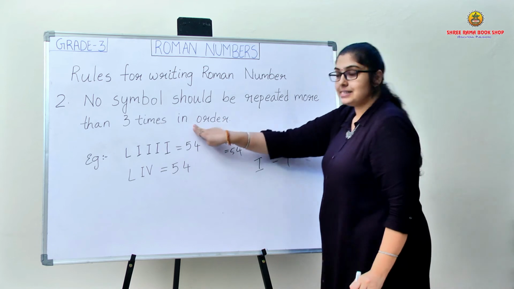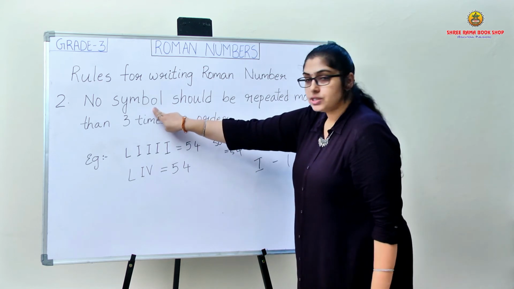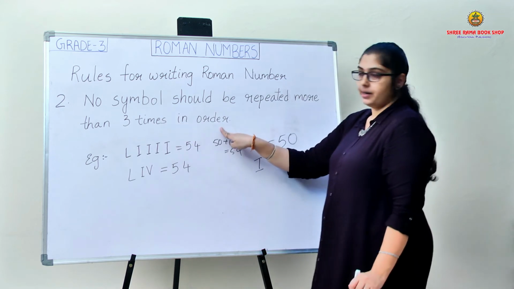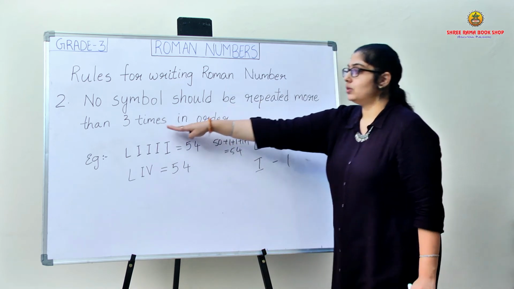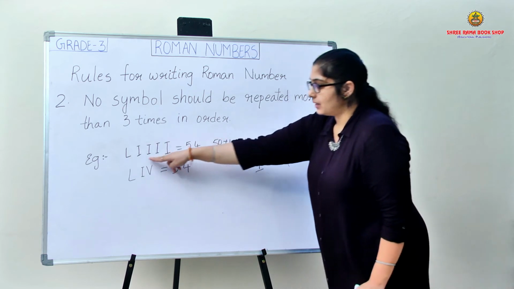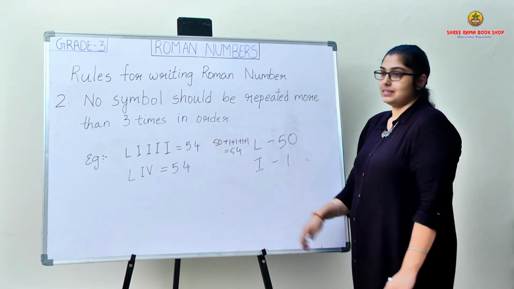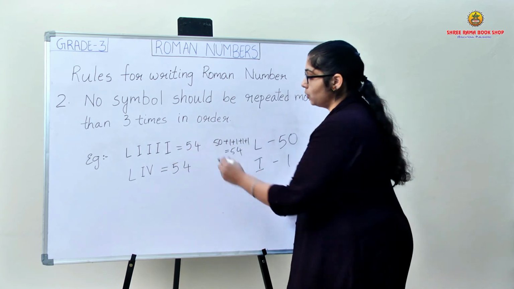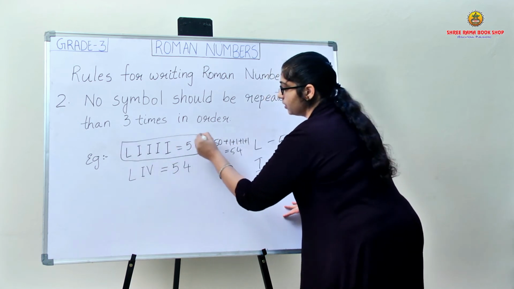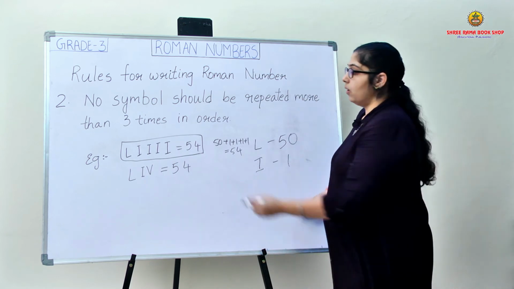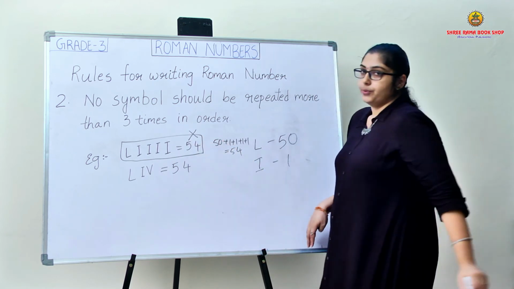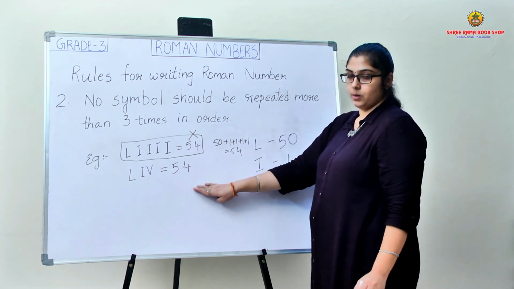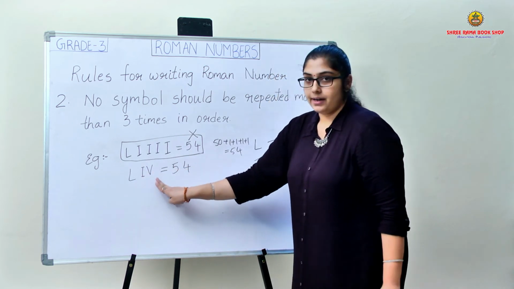But this rule says that no symbol should be repeated more than 3 times in order, right? Here I have repeated the symbol I more than 3 times. It is here 4 times. So this type of writing of a Roman number is not true. It is false. So we need to represent it like this. Okay? L, I and V.